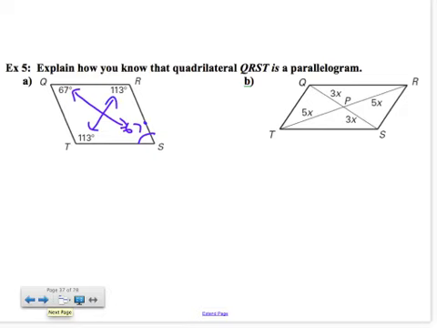Now, part B, we're going to shift gears. We look, and now we're talking diagonals. If this is 5x and that's 5x, well, then these pieces are congruent. And if this is 3x and 3x, then QP and PS have to be congruent. And so, obviously, in that diagram, I think we can conclude that diagonals bisect each other. Once we know diagonals bisect each other, it's got to be a parallelogram.